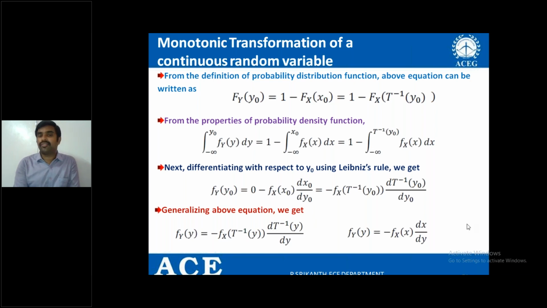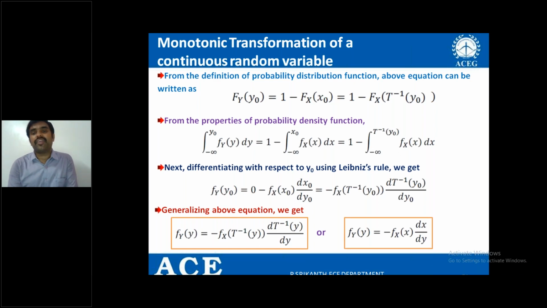In other words, I can also write minus fx of t inverse of y naught into dt inverse of y naught by dy naught, right? So therefore, it is only for element y naught, and it is also applicable for any element, maybe y1, y2, y3, and so on. So the generalized statement can be taken like this: Fy of y equal to minus fx of t inverse of y into dt inverse of y by dy, or simply you can write fy of y equal to minus fx of x into dx by dy.